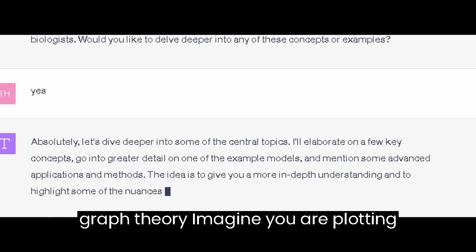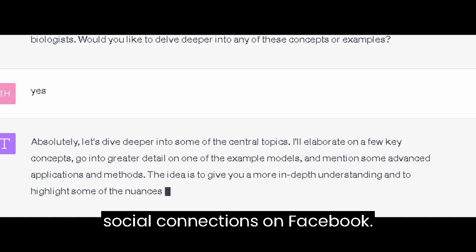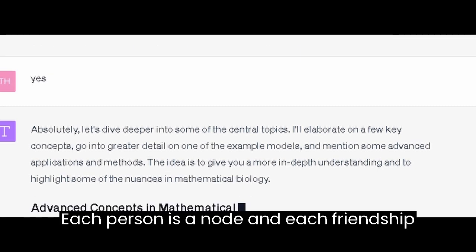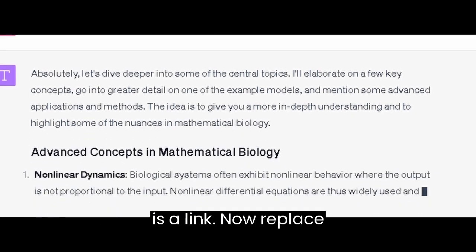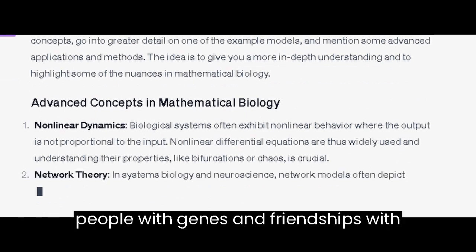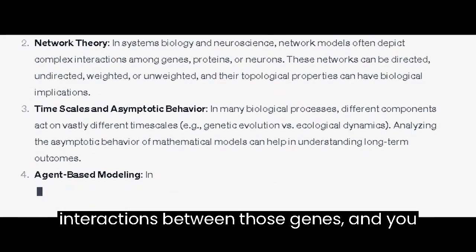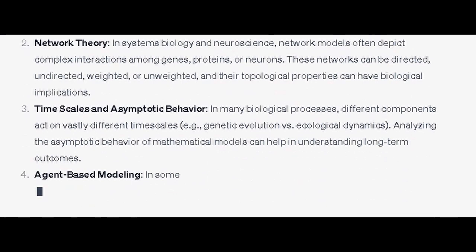6. Graph theory. Imagine you are plotting social connections on Facebook. Each person is a node, and each friendship is a link. Now, replace people with genes and friendships with interactions between those genes, and you get a biological network.